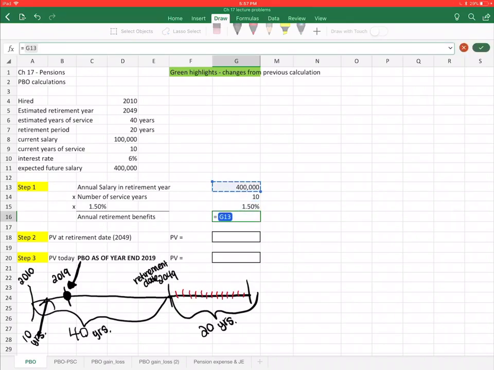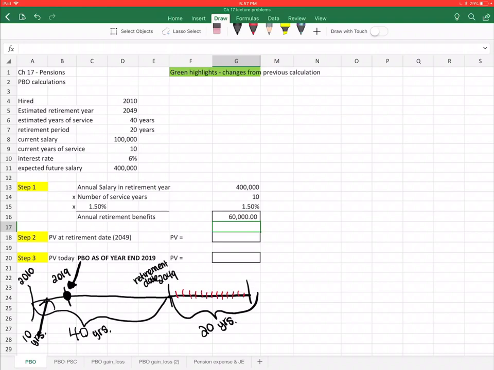So if we take her future salary times her current service years times the 1.5%, what we are saying is that as of today, as of 2019, that she has worked for 10 years, this annuity, the amount that she is going to be paid every single year, is $60,000. That's step 1. Step 1 is always to calculate what that retirement benefit is going to be once she actually retires. How much are we promising to pay her every year in that retirement? $60,000.